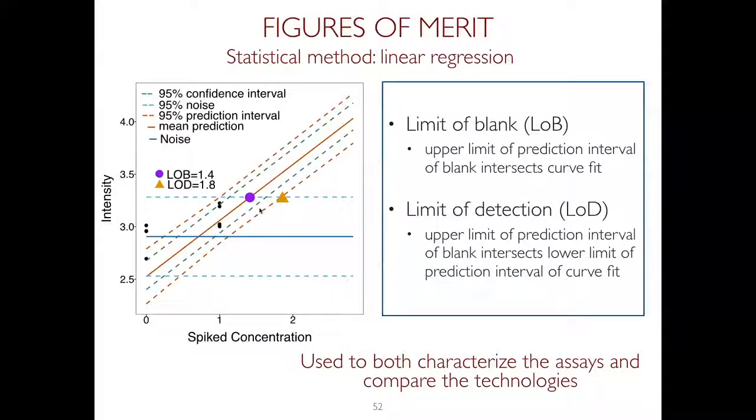And then the point where the straight line intersects the upper prediction interval of the blank, we call it limit of blank, and when the lower limit of the prediction interval intersects the upper limit of noise, this is limit of detection. And so obviously the location of the straight line determines LOB and LOD, and so if we have fit the straight line incorrectly, we will miscalculate LOB and LOD.